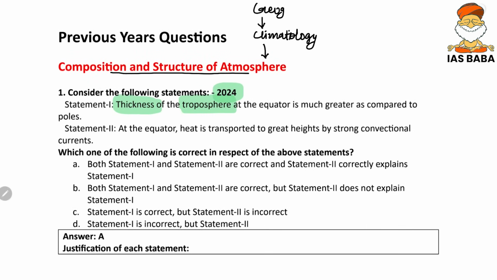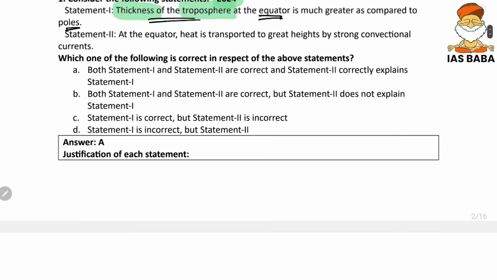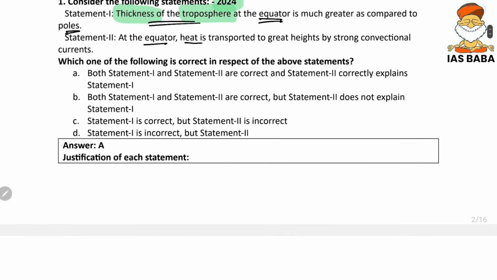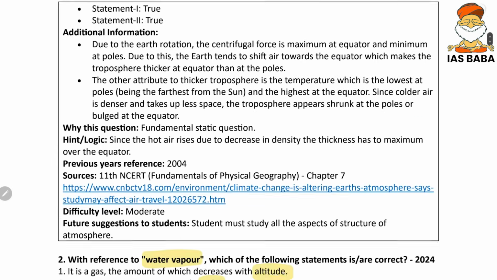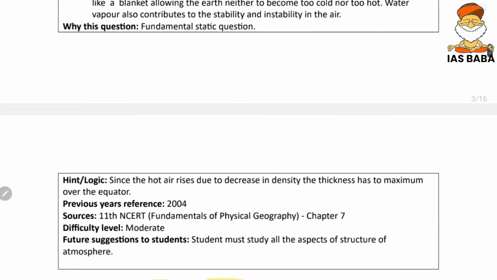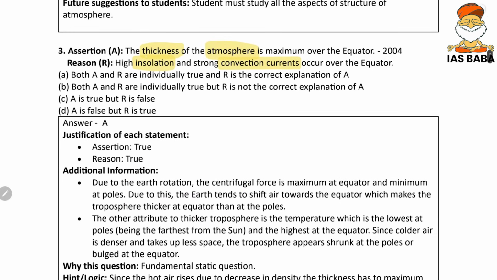Now if I look into question number 1, the thickness of the troposphere at the equator as compared to that of the pole, and if I see the reason, at the equator the heat is transported to a greater height by strong convectional currents. So I should know what convectional currents are. Similarly, if I look into question number 3, the thickness of the atmosphere is maximum over the equator, and high insolation and strong convection occur over the equator.